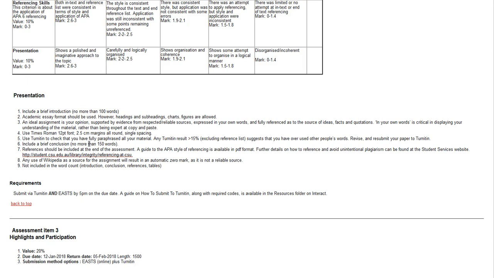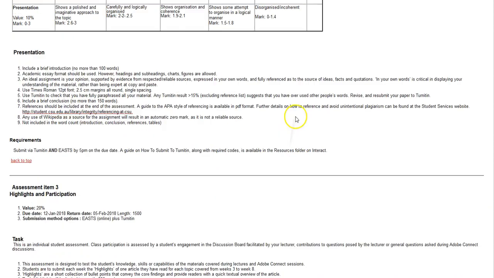Also, you need to have a brief conclusion, no more than 150 words. And in terms of references, you need to use the APA style of referencing. So we want to see proper referencing. Please, no use of Wikipedia or any of these other generic sites. Okay, so I think that covers assessment 2.